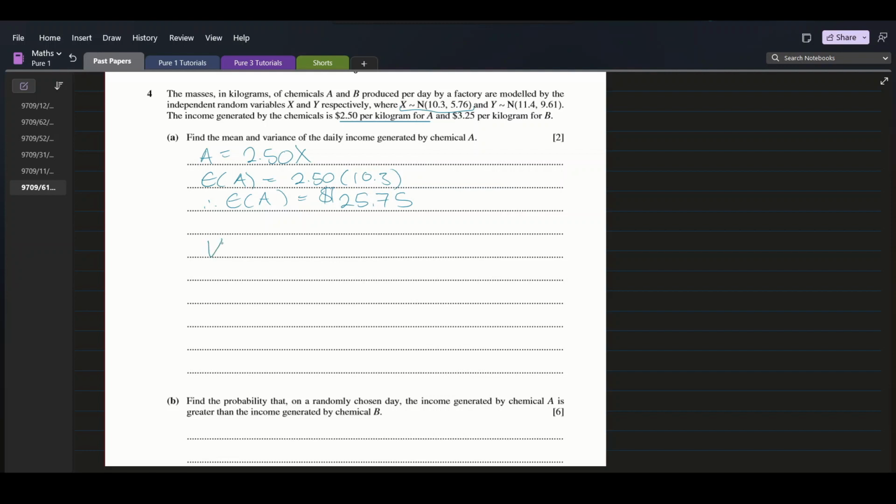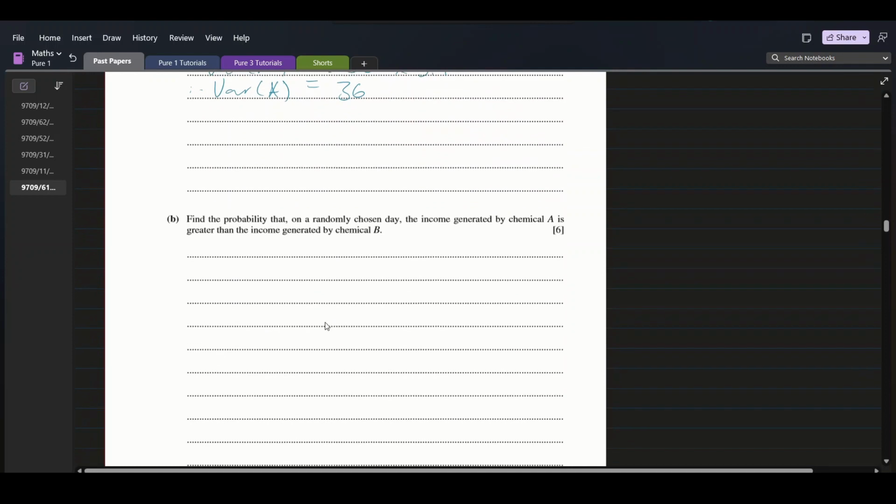$25.75, and then the variance of A would be equal to 2.50 squared times the variance, which is 5.76. So the variance for A would be equal to, if we punch that into the calculator, 2.5 squared times 5.76, that gives us 36. Let's move on to part B.